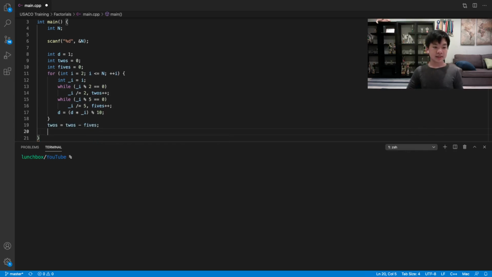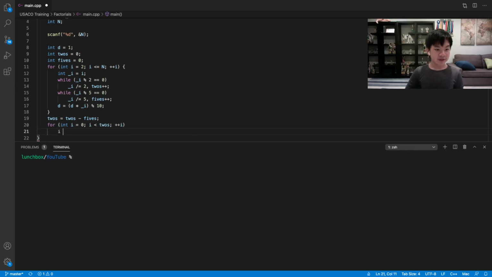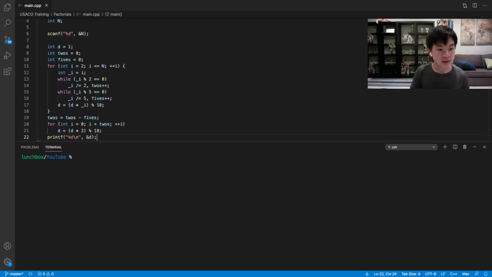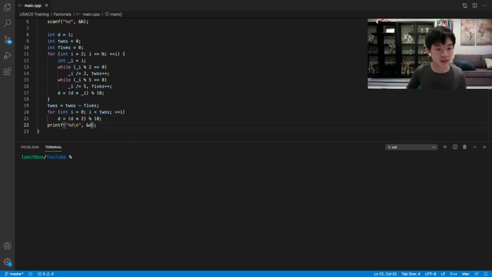Okay, so now we're just going to multiply d, which is a digit, by the number of 2's. So then d would be equal to d times 2 mod 10. Okay, so then our answer would be d. Actually, there's nothing there. Alright.